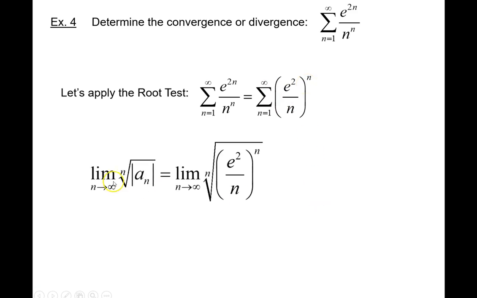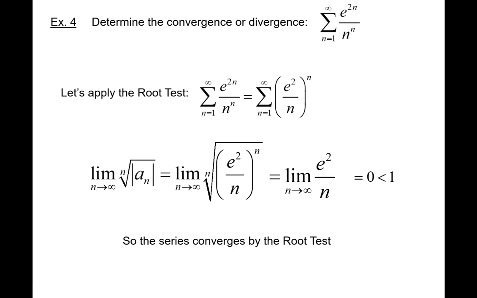If I take the limit of the nth root of that sequence, I have the limit of the nth root of e squared over n, all raised to the nth power. The idea here is what happens to these n's? They're going to go away, and I'm just left with the limit as n goes to infinity of what's on the inside. What is that limit going to be as n gets large? It gets smaller and approaches 0. Since that's less than 1, what does that mean? That means the series converges, and our reasoning would be by the root test.